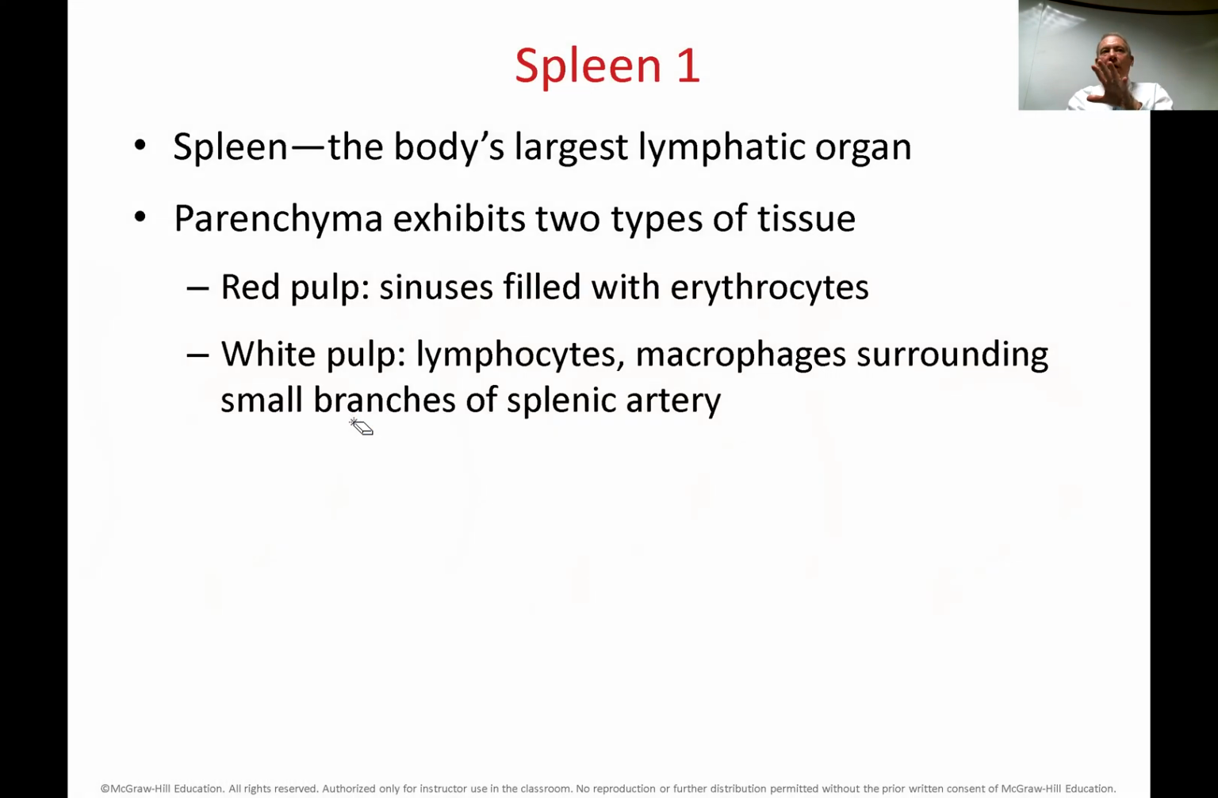Spleen, that's the largest lymphatic organ. There is one spleen, and I mentioned there's about 450, 500 lymph nodes. So the lymph nodes are the most numerous. The spleen is the largest, okay? It's in the left upper quadrant of the abdominal cavity.